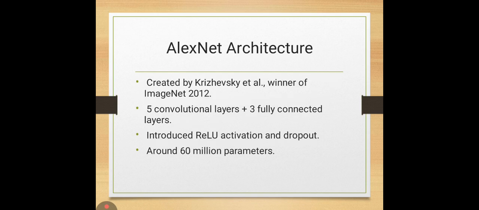Next is the AlexNet architecture. It was introduced by Krizhevsky, and it won the ImageNet 2012 competition. It consists of 5 convolutional layers and 3 fully connected layers. It introduced ReLU activation and dropout for regularization. It has around 60 million parameters.